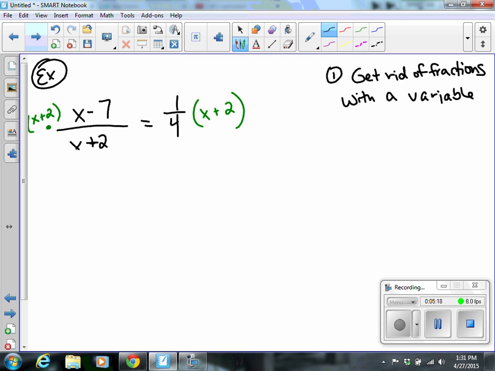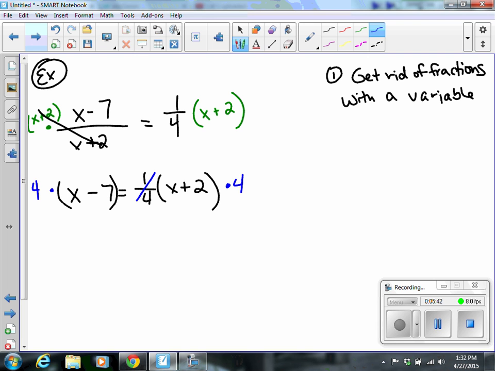So over here on the left, the x plus 2 cancels. I'm left with x minus 7 equals 1/4 times x plus 2. I can still work with get rid of fractions. If I want to get rid of the fraction here, I'm going to multiply by 4 to both sides. Because 1/4 of 4 is just 1.